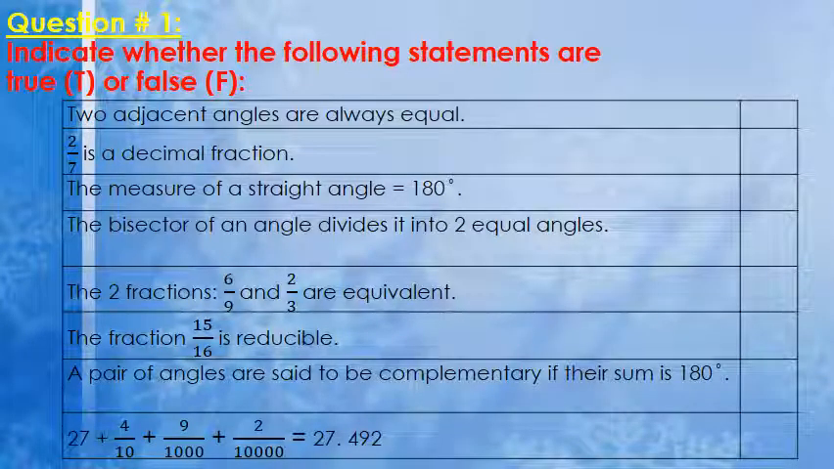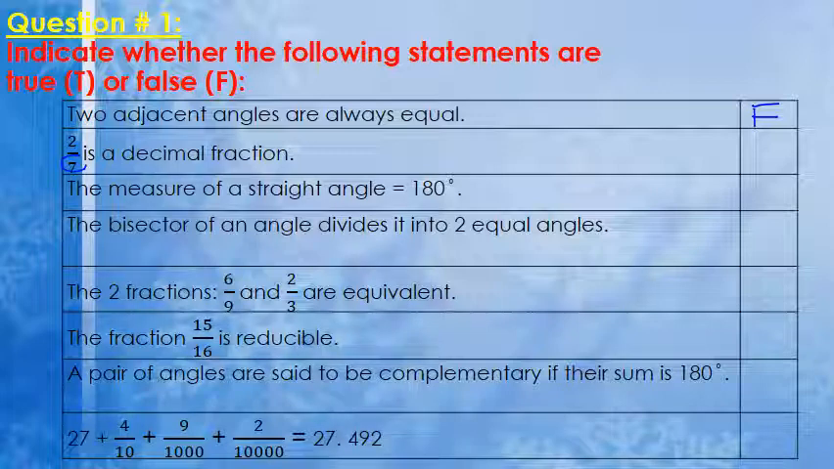Question number 1. In this question, we should indicate whether the following statements are true statements or false ones. Two adjacent angles are always equal. This is false. It's not necessary for two adjacent angles to be equal, but two vertically opposite angles should be equal. 2/7 is a decimal fraction.